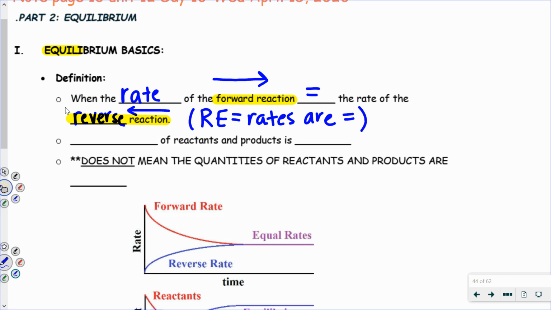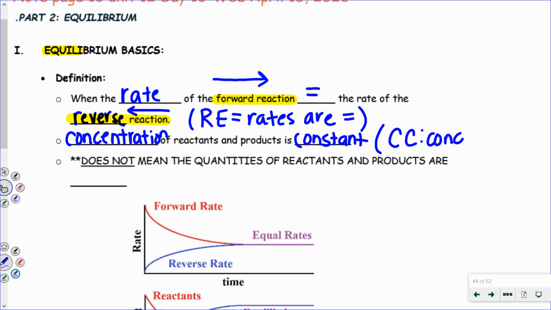Another part of equilibrium is that the concentration, the amounts of reactants and products in an equilibrium, are constant. They are not equal. That's the big mistake people make. Concentrations of reactants and products are constant. So just like you want to remember RE for rates are equal, you want to remember CC. Concentrations are constant. Those are the two main parts of equilibrium.